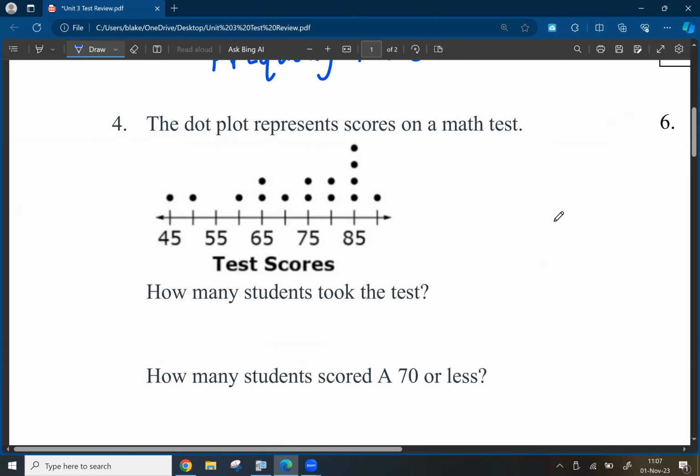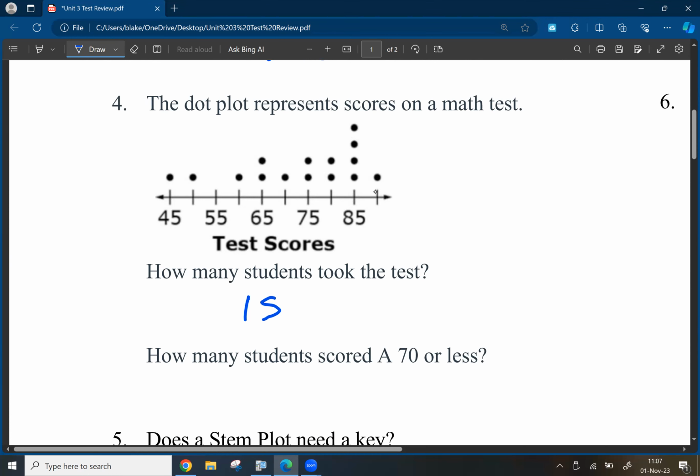Number 4, the dot plot represents the scores on a math test. How many students took the test? So basically, how many dots do you have? 1, 2, 3, 4, 5, 6, 7, 8, 9, 10, 11, 12, 13, 14, 15. There were 15 students that took the math test. How many students scored a 70 or less? So a 70 or less is all of these. This dot here is 70, and then it's everything less than 70. So 1, 2, 3, 4, 5, 6. 6 students scored a 70 or less.